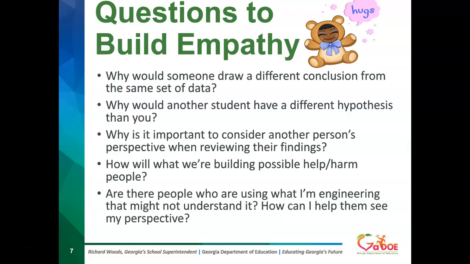Think about that. We come up with these solutions, but we want to ensure that it's not going to harm people. We want to make sure that it helps people. A last question is, are there people who are using what I'm engineering that might not understand it? So are students coming up with engineering different devices or products that others may not understand? How can I help them to see my perspective? This will be all part of the plan in your STEM or STEAM PBL. Being very detailed in understanding of the products or the solutions that they're coming up with to solve particular problems.